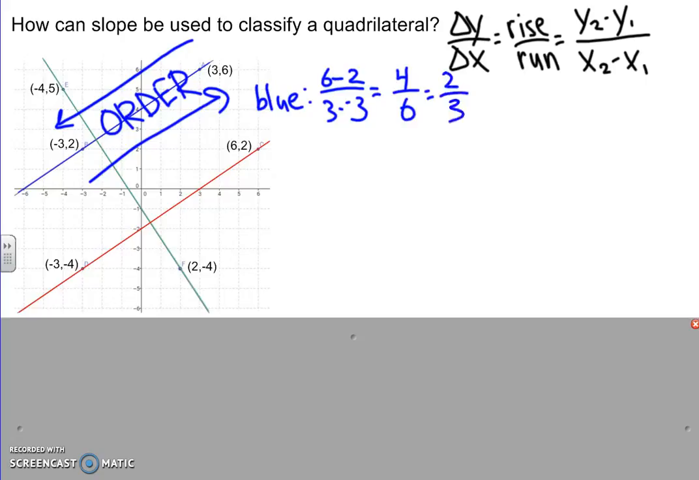Now if I go the other way, just to double check, and go from this point left to right, I can say 2 subtract 6 divided by -3 subtract 3, and now I get -4 over -6, which equals a positive 2/3. So what I'm showing here is as long as you're consistent with your points and keep that order, it is all going to work out.